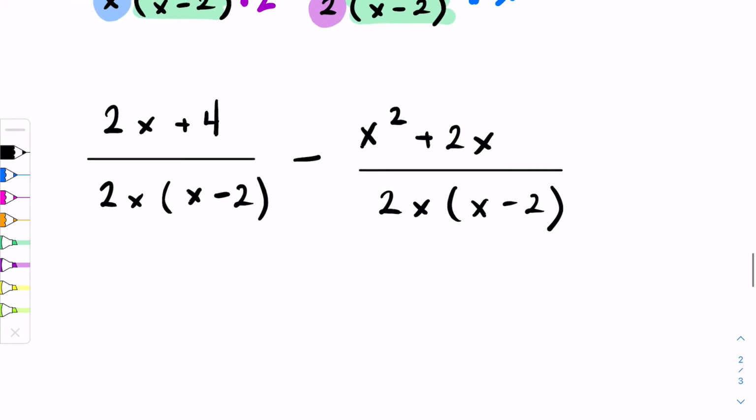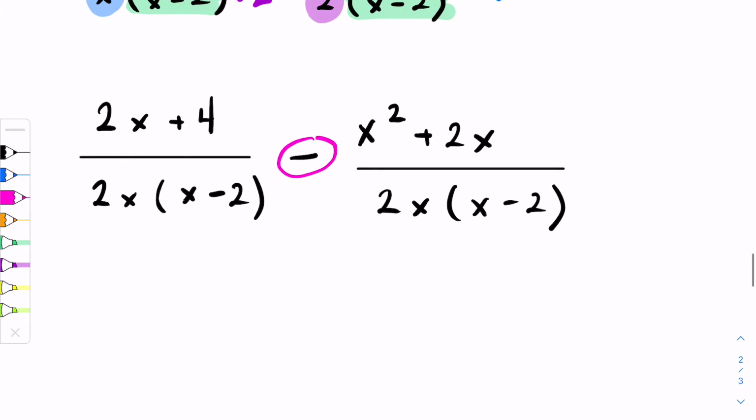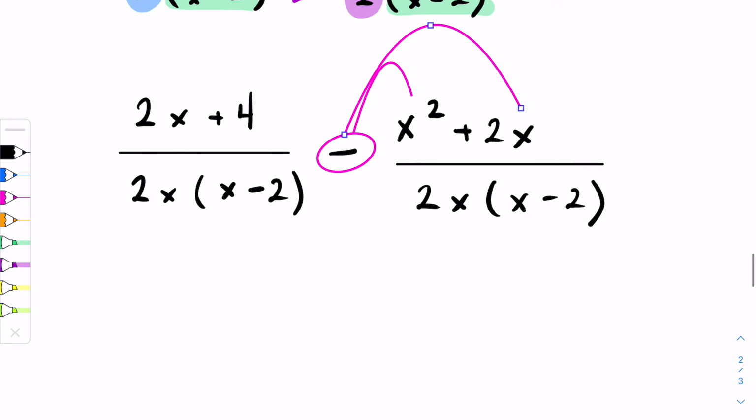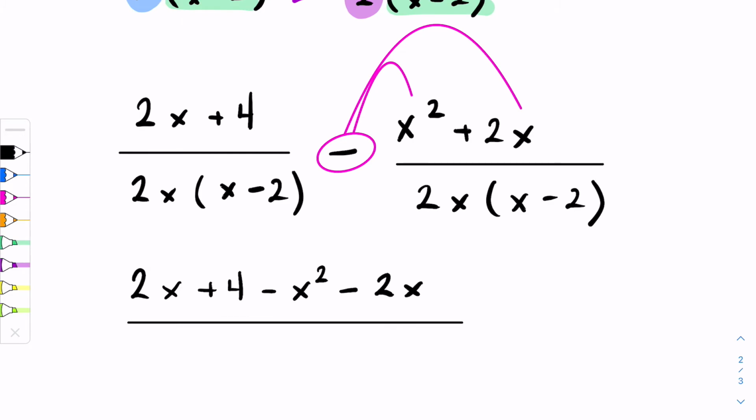Now you have to pay close attention because when you're subtracting fractions, you're actually subtracting every term in the second set of parentheses. So we have to distribute this subtraction sign to both terms in the second numerator. When I combine my numerators, I now have 2x plus 4. I am subtracting x squared, but I am also subtracting 2x. And we are dividing by our common denominator of 2x times x minus 2.